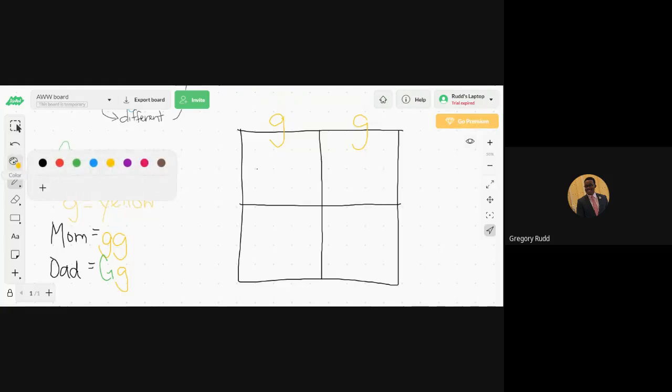On the left side, I'm going to write dad's genotype. He's got a capital G, a dominant allele, so I'm going to write that there, but he also has a recessive allele, so I'm going to write this right there. So now what I have is mom on top and dad on the left.